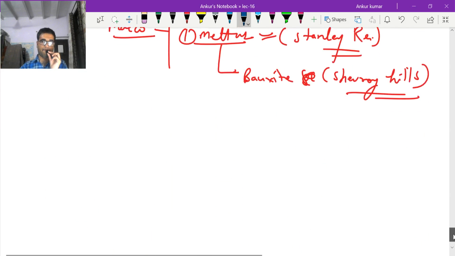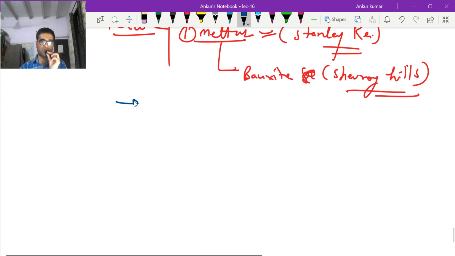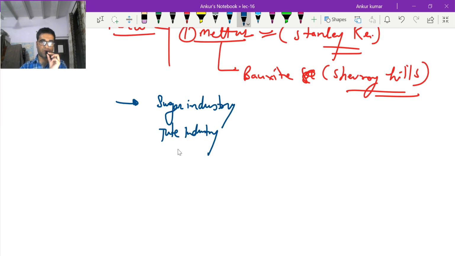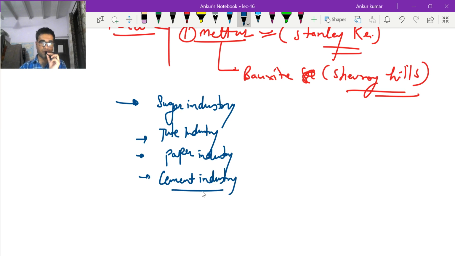The remaining industries we will start in the next class. We will start with the sugarcane industry. We will also do the jute industry, paper industry, cement industry. So these industries we will do in the next class. So this is it in this class.